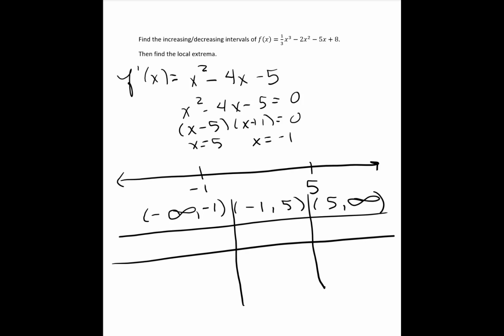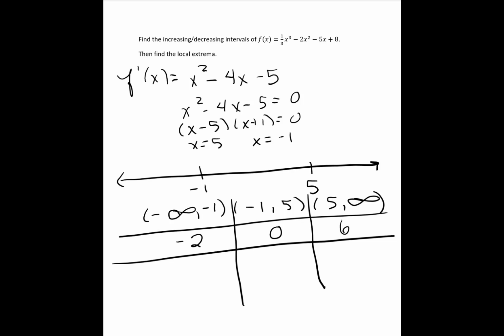Now we're going to pick a test point. So I just need to pick anything from negative infinity to negative 1. Let's say we pick negative 2. Anything from negative 1 to 5, let's say 0. And then 5 to infinity, I'm going to pick 6. It doesn't matter what number you pick as long as that number is in the interval. Do not pick the partition numbers themselves. So don't pick negative 1, don't pick 5. That doesn't work.